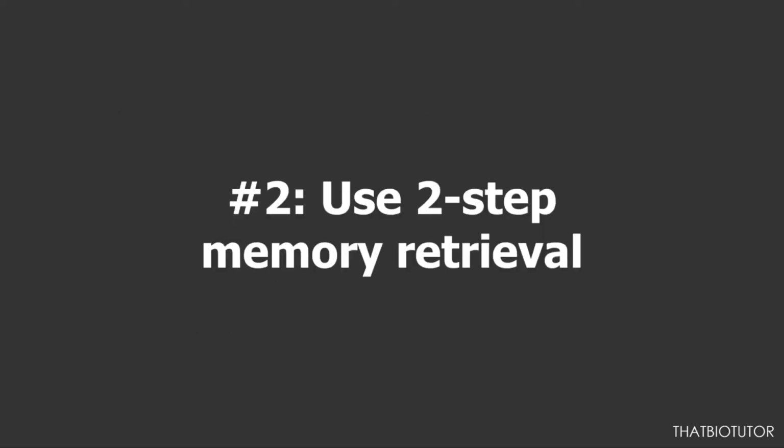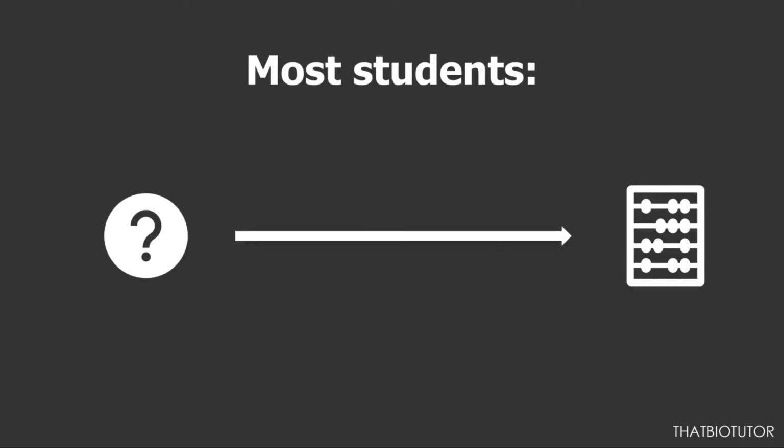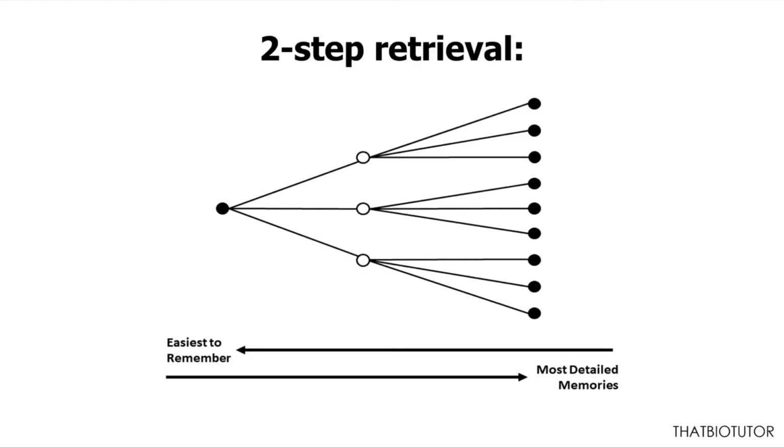Okay, the next step, once you've really understood the content, is to use two-step memory retrieval. And the way you want to do that is by using memory shortcuts. What most students typically do is this. When they see a question, they try and recall all the details of the content immediately. This takes a lot of brain power and it's very difficult. Okay, instead, what we want to do is use two-step memory retrieval. So you think of something easy to remember, then this gives you clues and helps you recall the rest of the details.